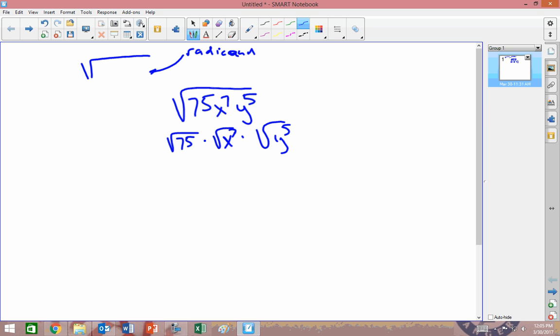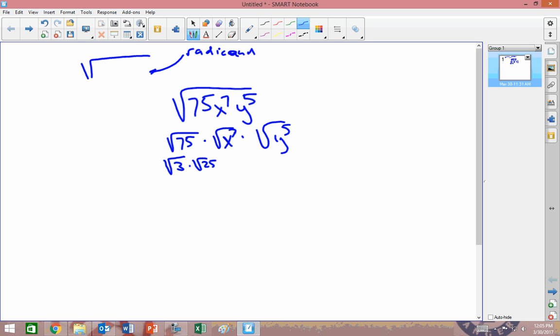Okay. What are my factors of 75? Use 5 and 5. Do we have anything that has a perfect square in it? 3 and 5. 3 times 25. 5 and 15 will work, Brandon, but 3 times 25 gives us a perfect square. So we have the square root of 3 times the square root of 25.